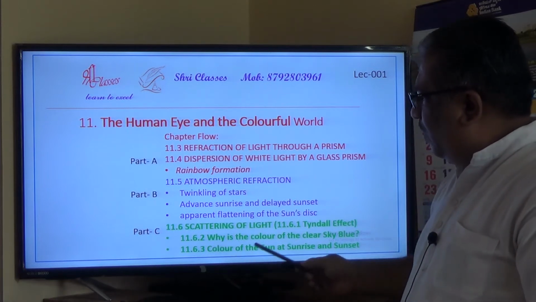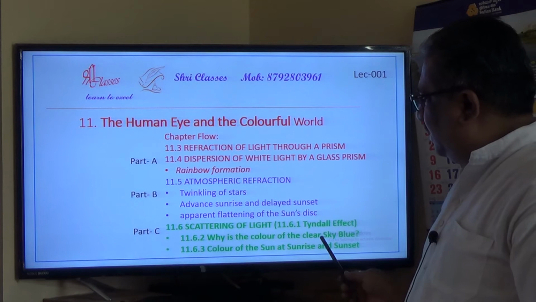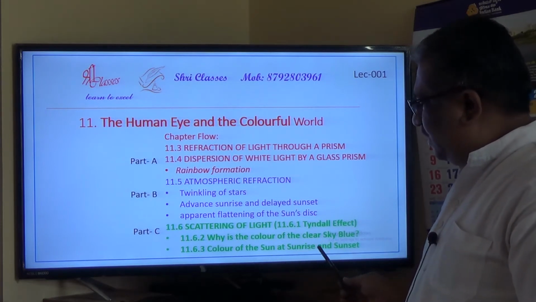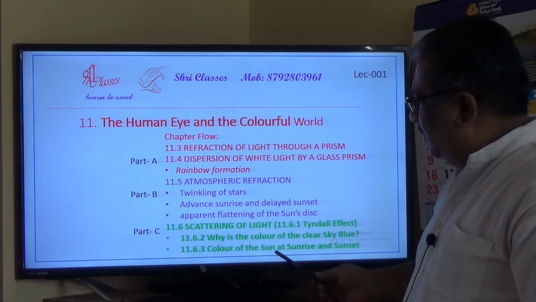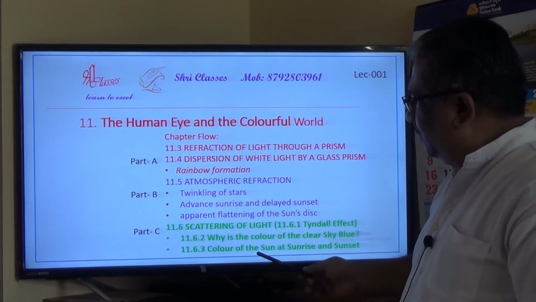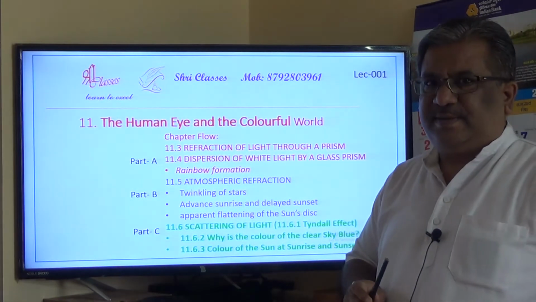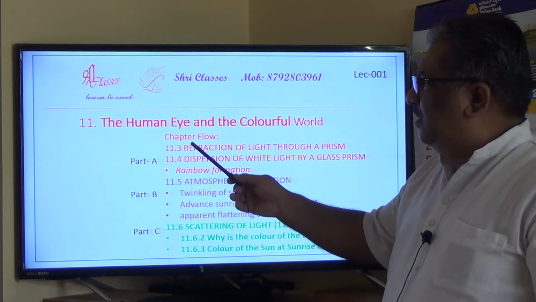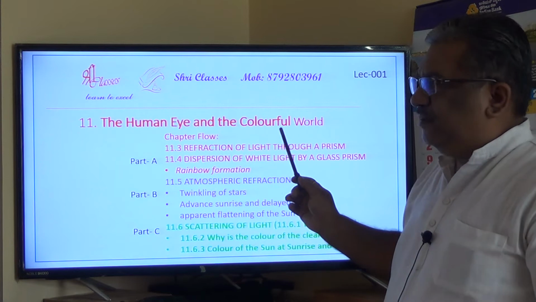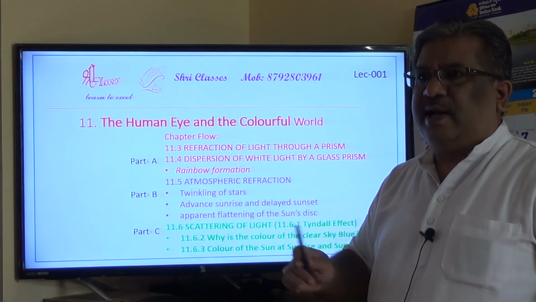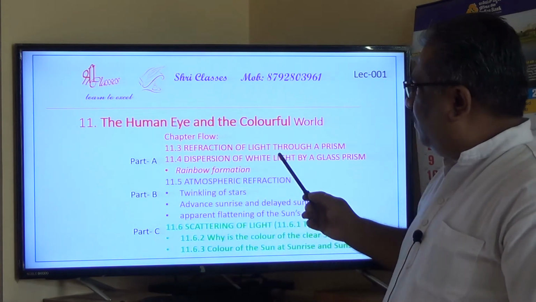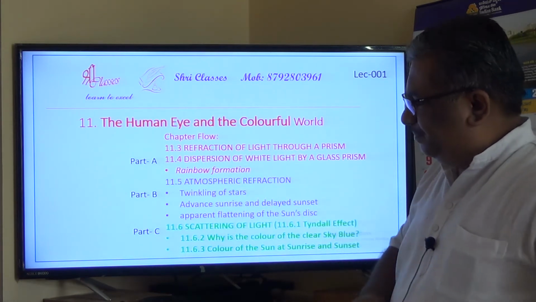Under that, why the color of the clear sky is blue, and what is the color of the sun during the sunrise and sunset and why it is so, and also the color of the cloud we'll discuss. So this is how the entire chapter flow for the colorful world, which is related to natural phenomena, has been split into. So let us begin with refraction of light through a prism.